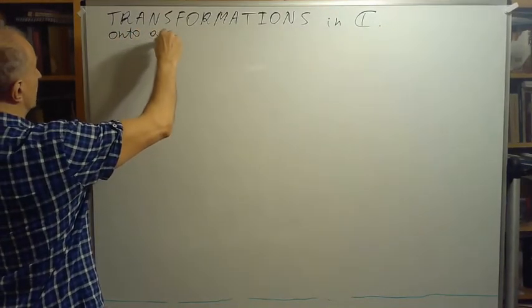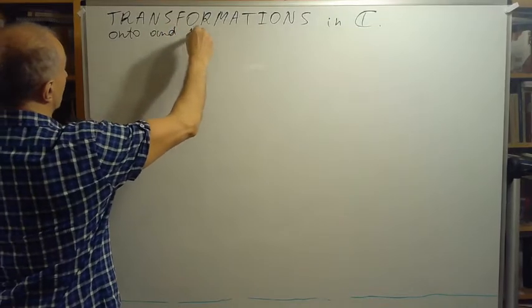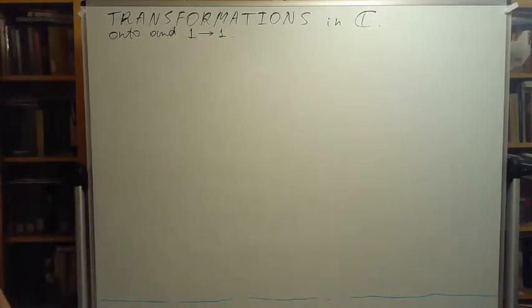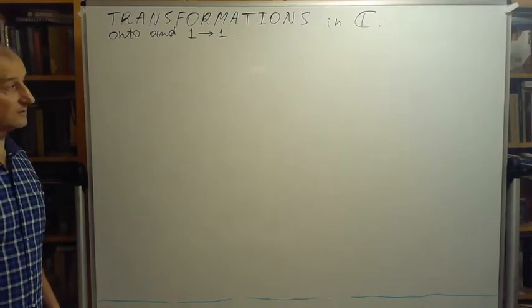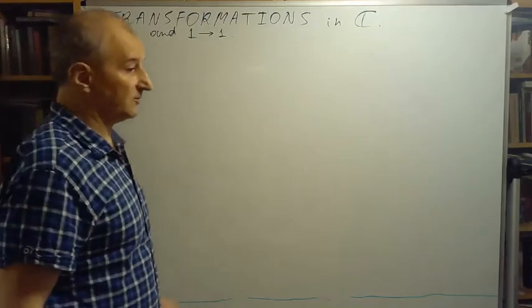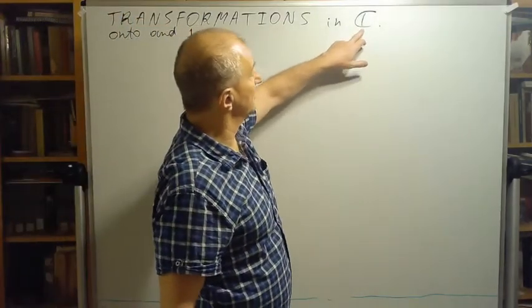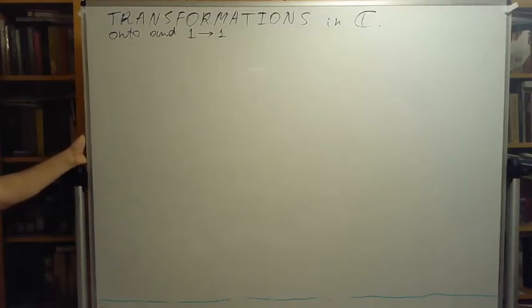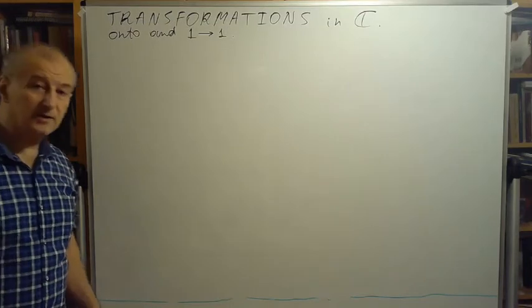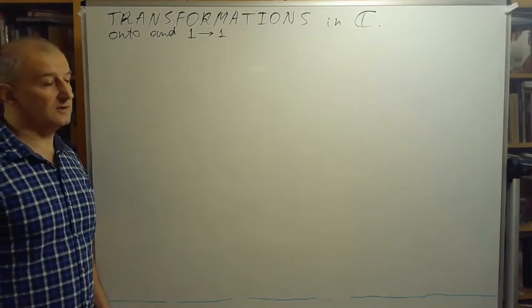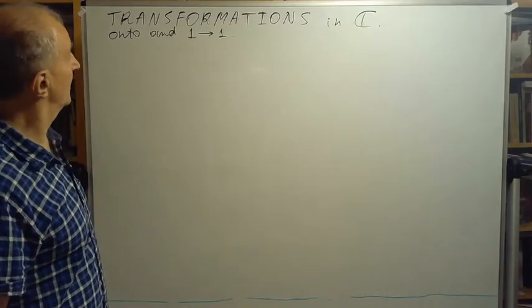Onto and one-to-one. And as you will see pretty soon, it's not possible to consider these transformations that we will deal with as onto and one-to-one in the complex plane, but we will improve our complex plane a little bit. We will make the so-called extended complex plane, and then it will be just fine.